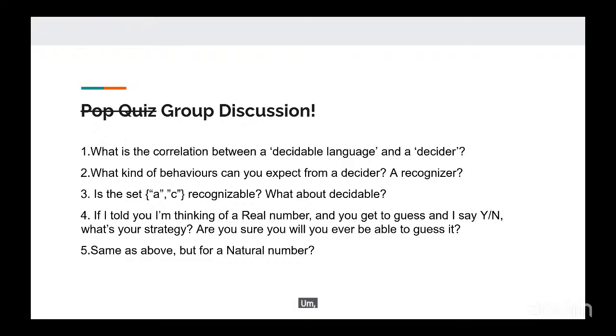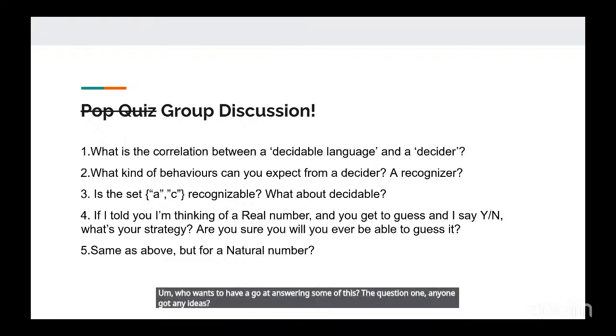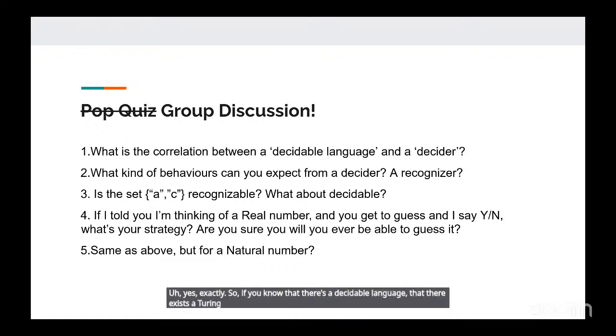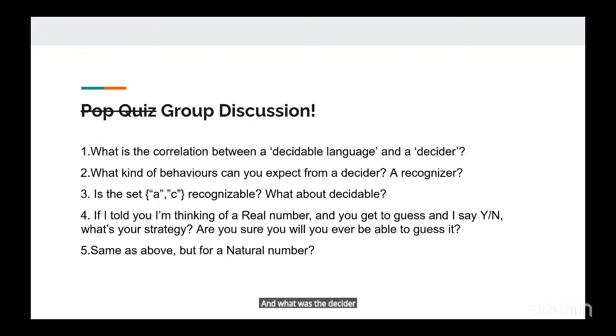Who wants to have a go at answering some of these? So question one, anyone got any ideas? Yeah, it is possible to have a decidable. Yes, exactly. So if you know that there's a decidable language, then there exists a Turing machine which acts as a decider, right? And what was a decider? That's question two. The behaviors of a decider.